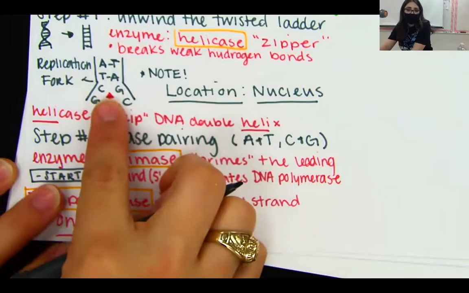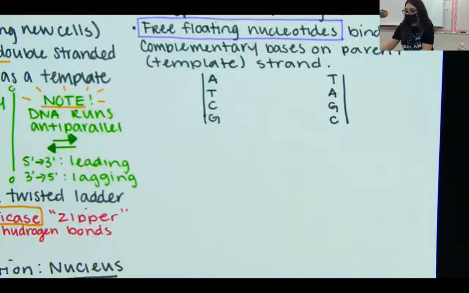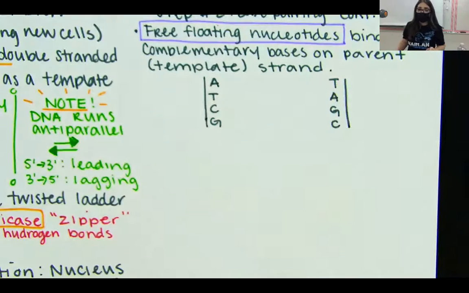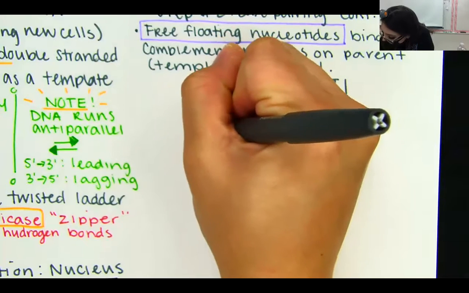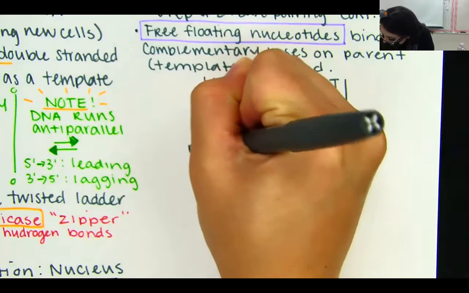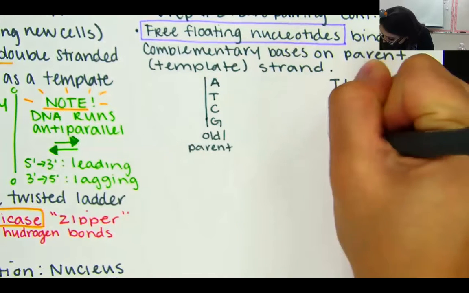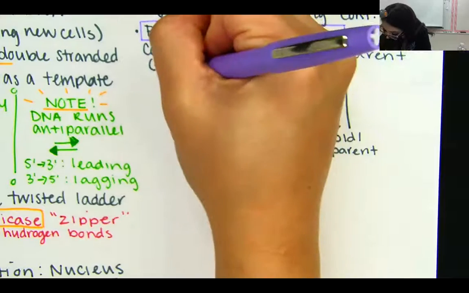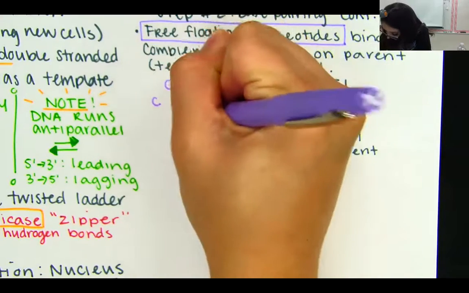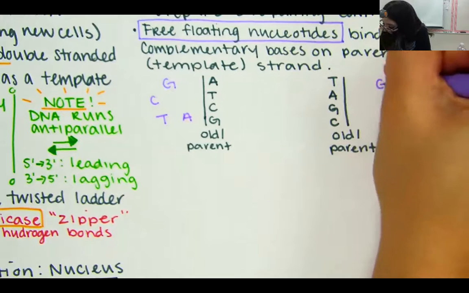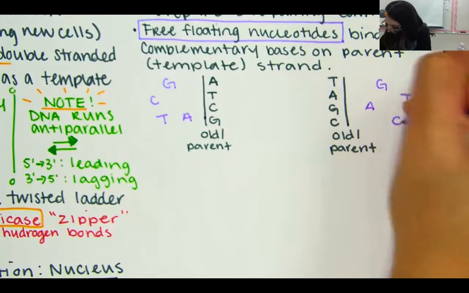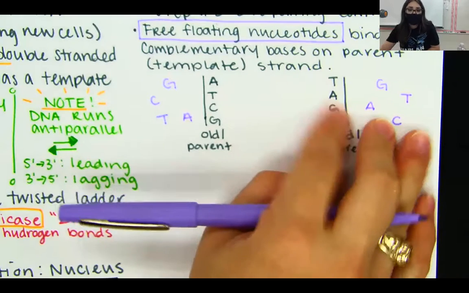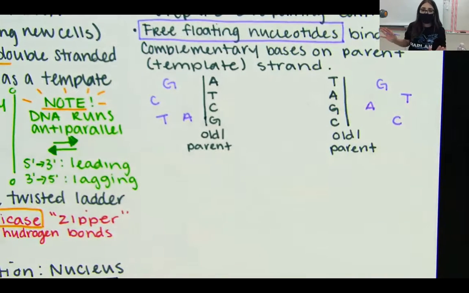Remember, we had the original, we've split it in half. So this is what we ended up with. We now have these two strands. These are the old parent strands, is what they're referred to. In my bench, it's just waiting for the opportunity to get in. And so again, I drew them in purple so that you know that those are the free floating nucleotides that are found in the nucleus.